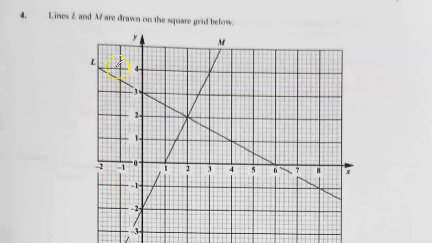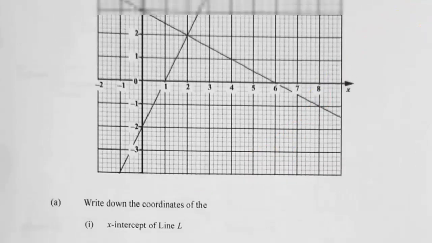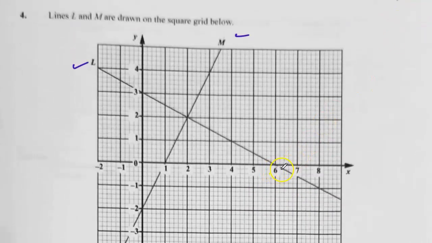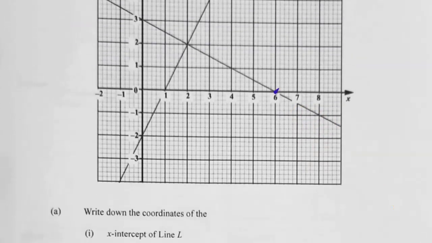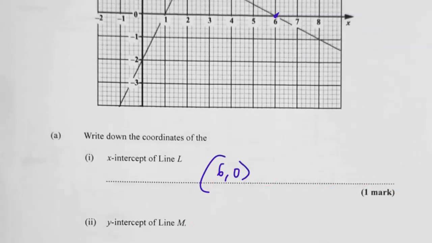Question 4. Lines L and M are drawn on this grid below. What are we asked now? Write down the coordinates of the x-intercept of L. The x-intercept of L is where L cuts the x-axis, that's here. So L cuts the x-axis at the coordinate (6, 0). So that's (6, 0).